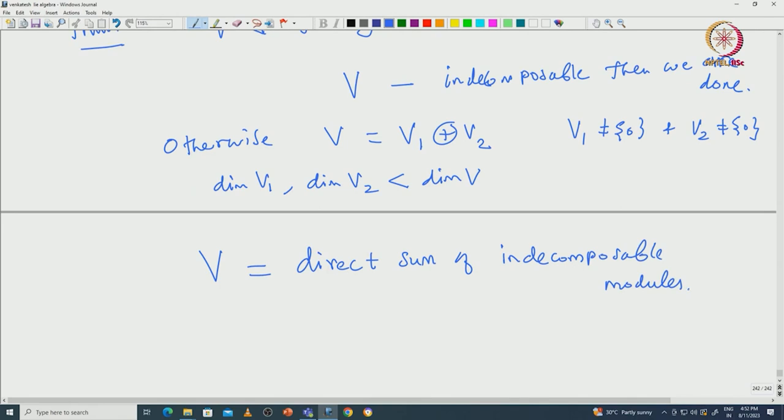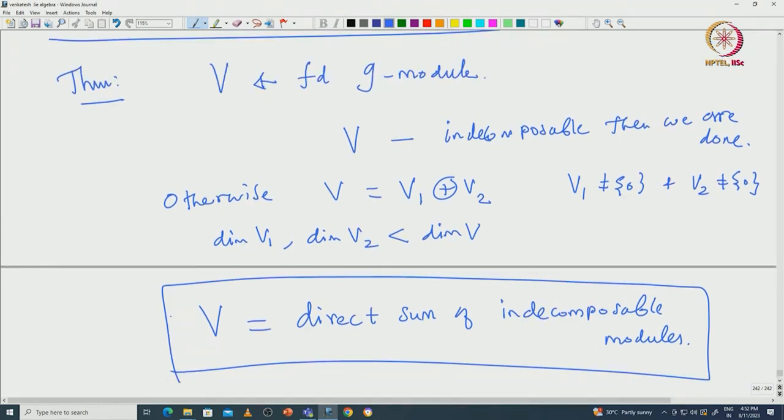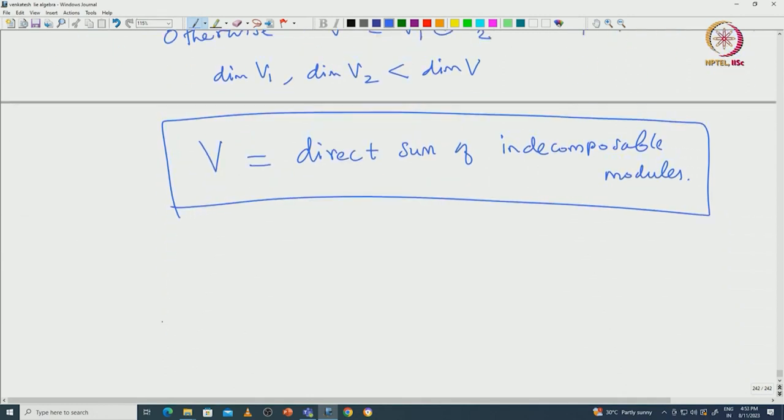So, this is a very, very important observation. If you are interested in understanding any G module, then this observation immediately tells you that it is enough to understand, first of all, what all the indecomposable modules are, because any other module can be obtained from a direct sum of indecomposable modules. This is a very important thing in representation theory: to determine what all the indecomposable modules are. So, let me give one example and then stop.